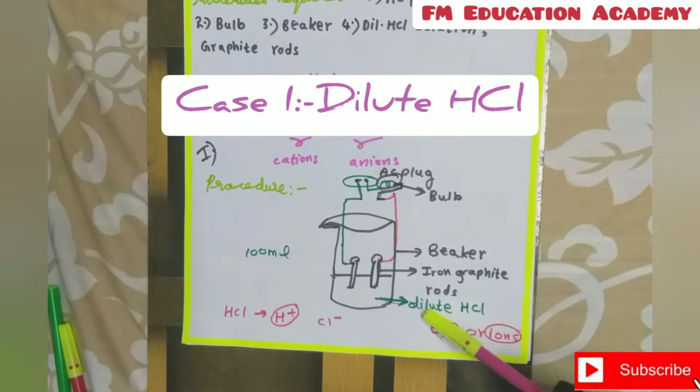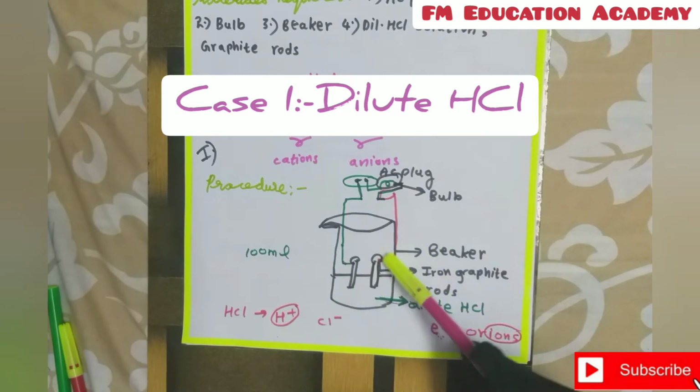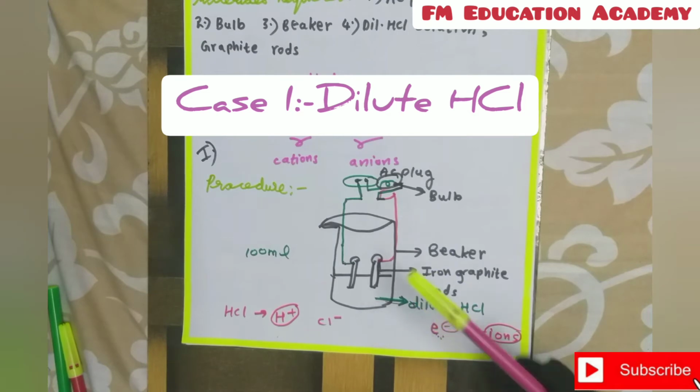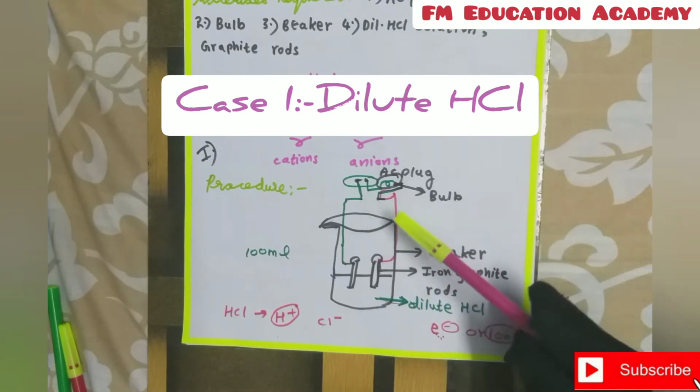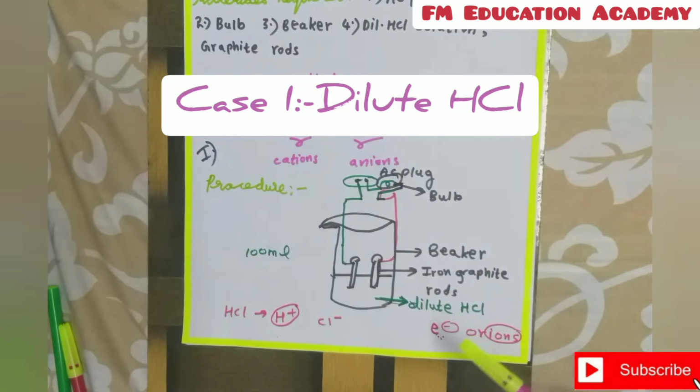In the first case, we are adding dilute hydrochloric acid in this beaker. As the circuit is complete, we will switch on the circuit. What do we mean by the circuit being complete? No opening should be there. That is, the wire should not be loose. The wire should be closed from everywhere. We observe in this figure that the wire is closed from everywhere, so the circuit is closed.